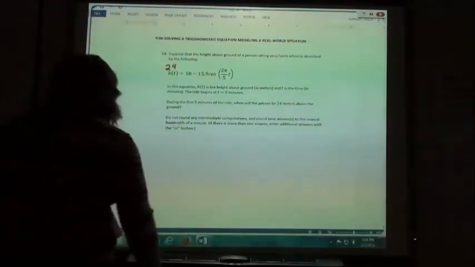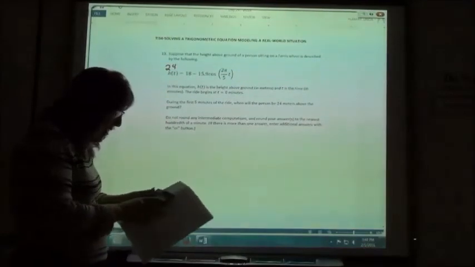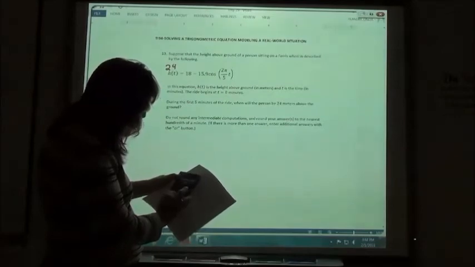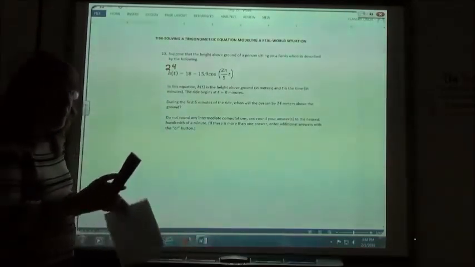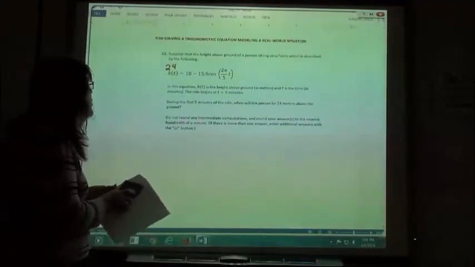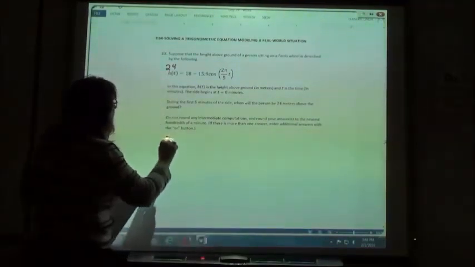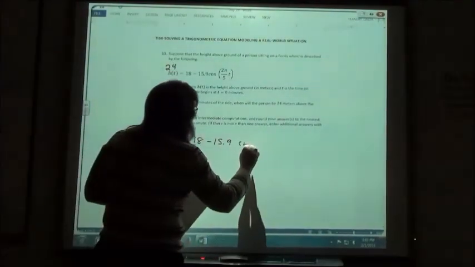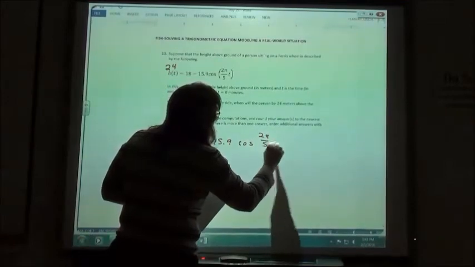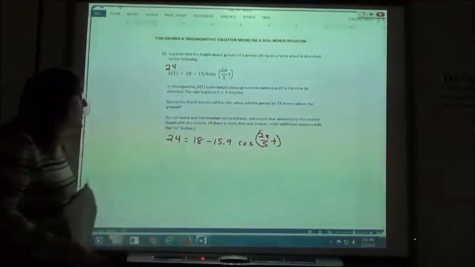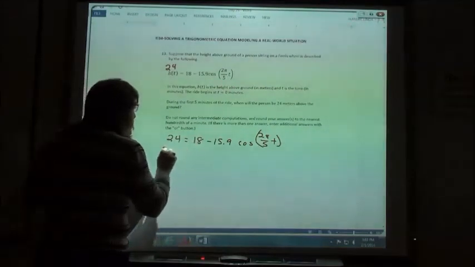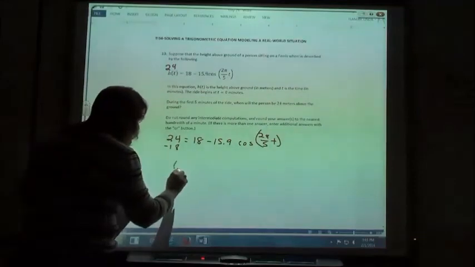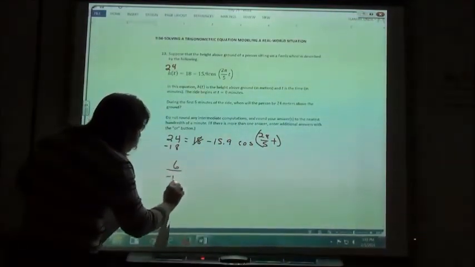You guys will know. And so on my calculator, again, if you have the Casio, you're going to hit mode, and hit 2 so that you're in radians instead of degrees. Mode 2 puts you in radians. So my equation says 24 equals 18 minus 15.9 times the cosine of 2 pi over 5t. I'm going to rearrange this and solve this for the cosine. So I'm going to subtract my 18 first. So 24 minus 18 is going to give me 6. Then I'm going to divide by my negative 15.9.